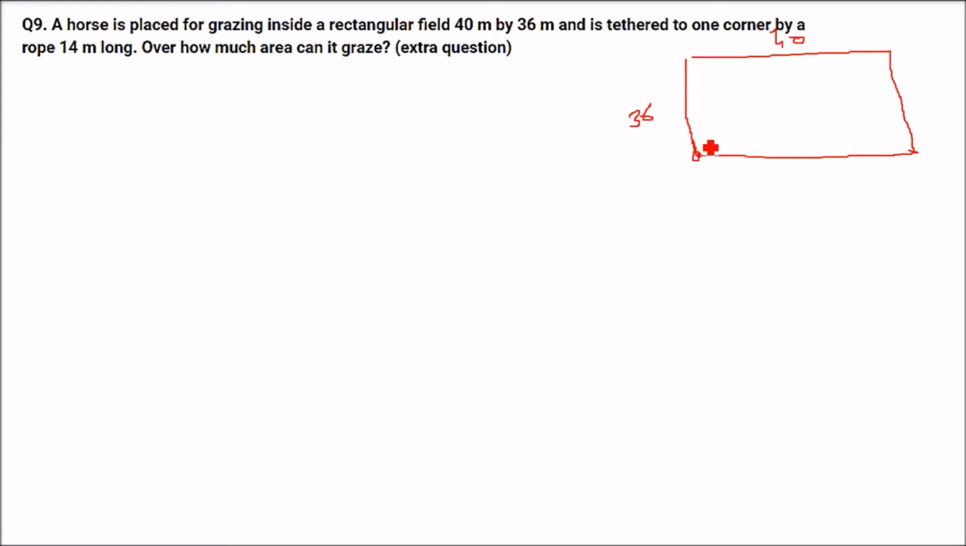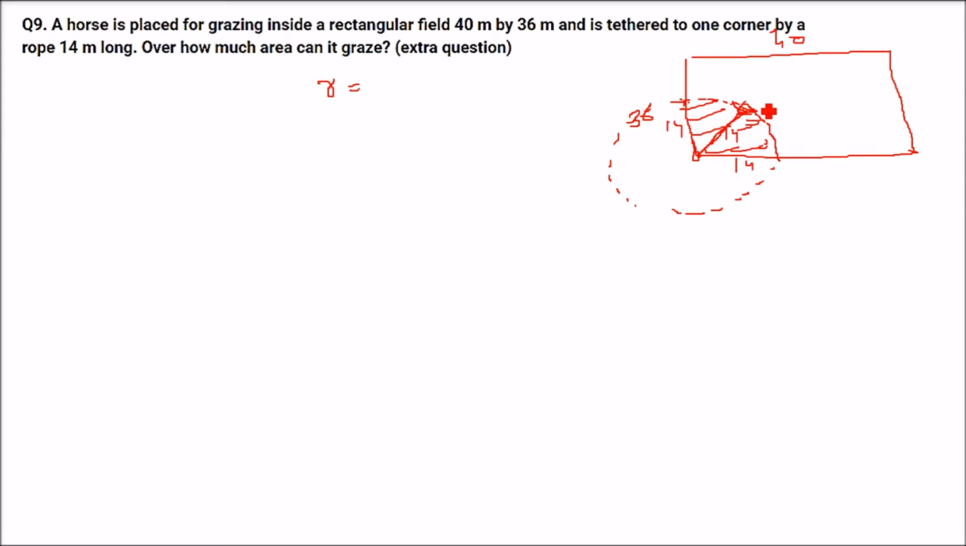Now here, this is the corner where the horse is being tied, by a rope of 14 meter. So here is a 14 meter long rope, and here we have the horse. Now the horse can graze like this in this direction and in this direction. So this is 14, this is also 14, this is 14. That is the radius of this circle, and it is not a circle. Let me make a proper circle. But he is only going to graze in this area.